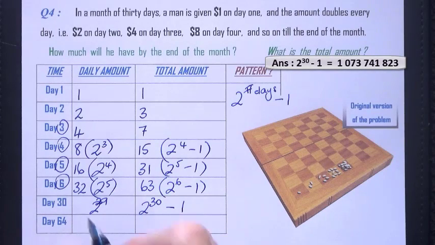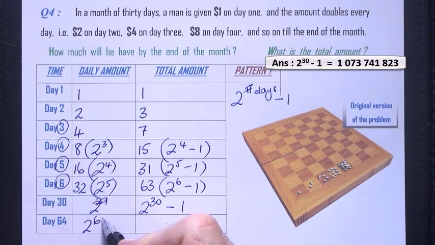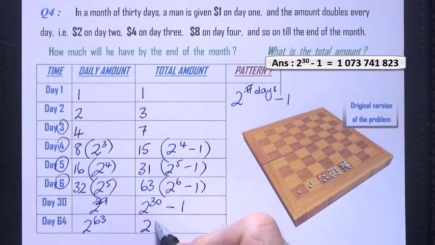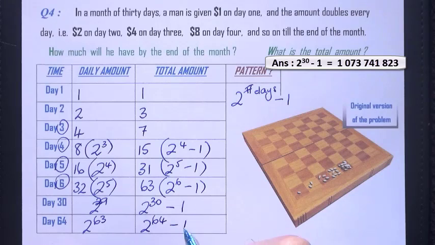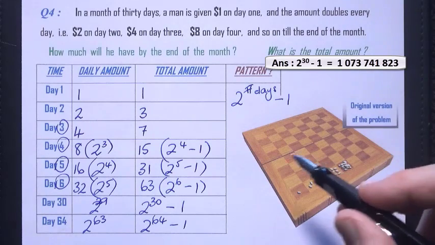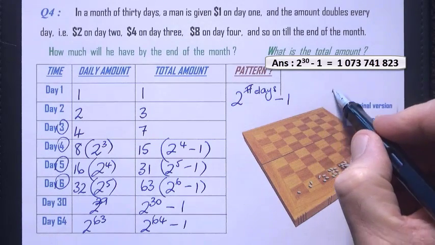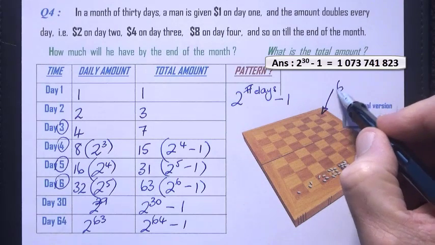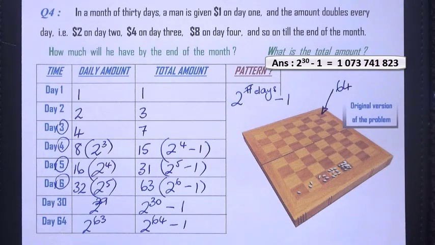If it extended to 64 days, then he would receive on day 64 2 to the 63rd power, and his total amount would be 2 to the 64th power minus 1. I mention the 64th day because this relates to the original problem, which was a chessboard, and square 64 would be there.